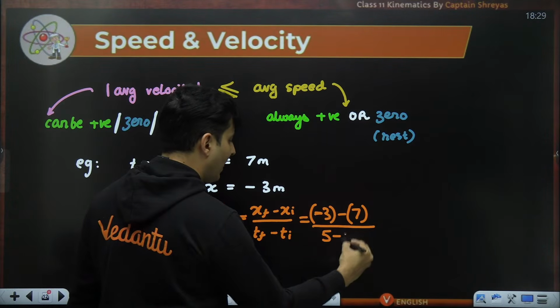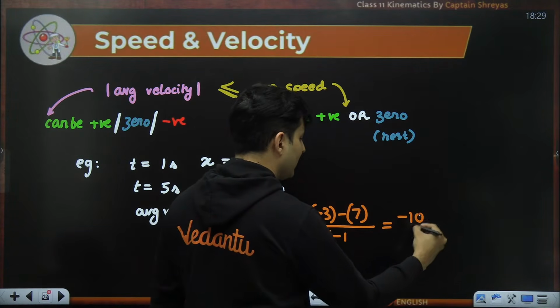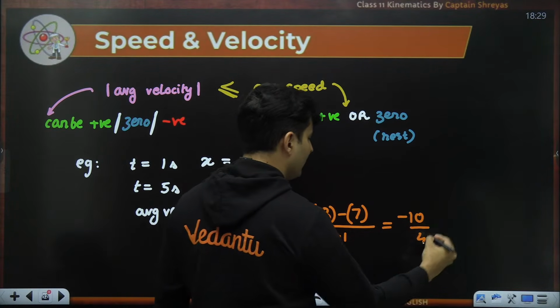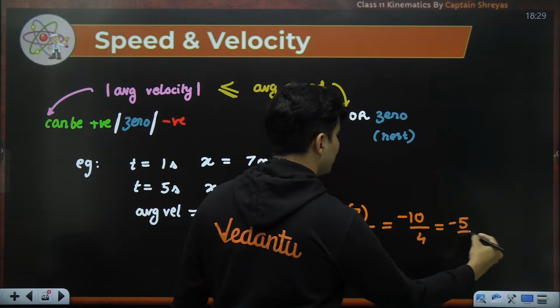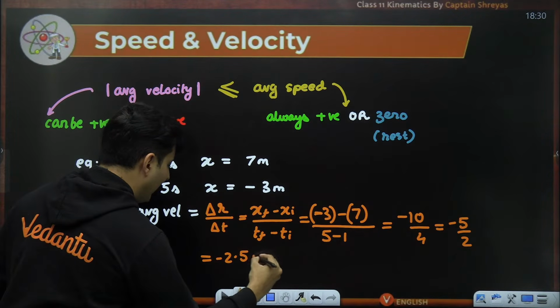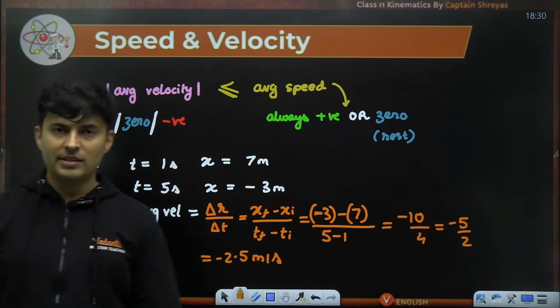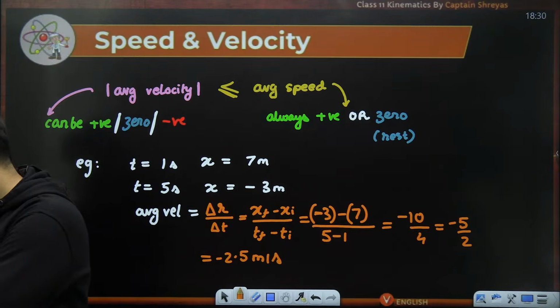So this is 5 minus 1. -3 minus 7 is -10. 5 minus 1 is basically 4. So this is -5/2, which will make it minus 2.5 meters per second. So average velocity is minus 2.5 meters per second.